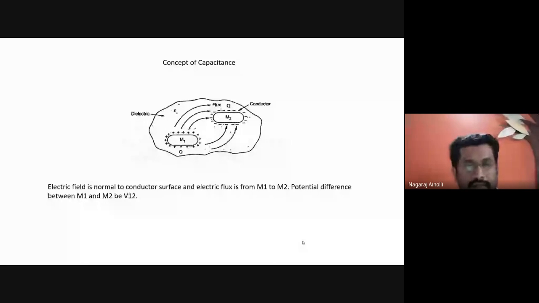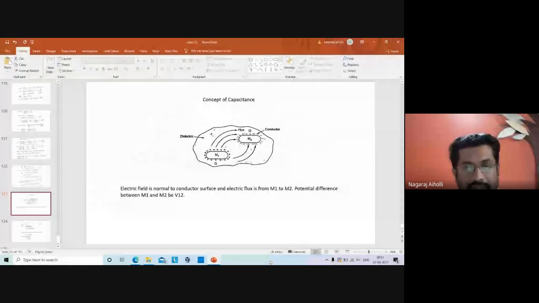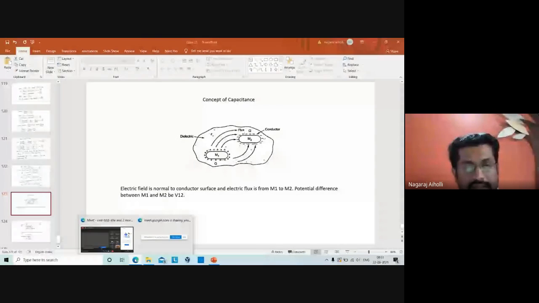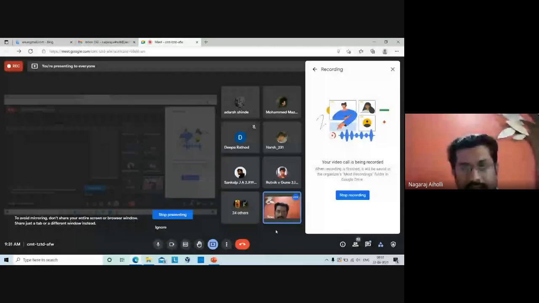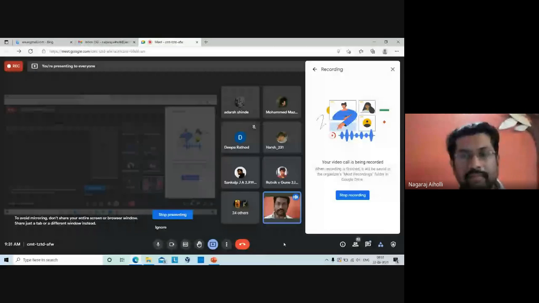I hope everybody understood here, students. Any difficulty in these derivations? Yes, please. Any difficulty, students? I hope everybody followed.